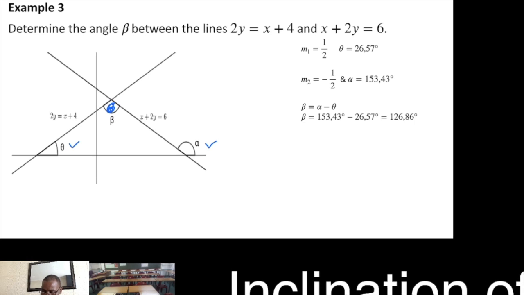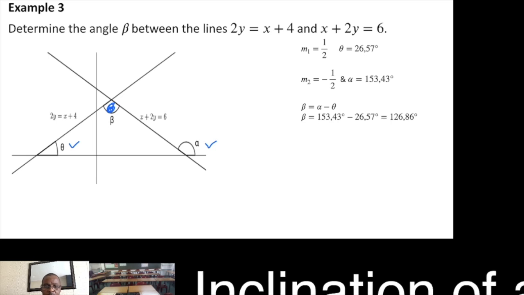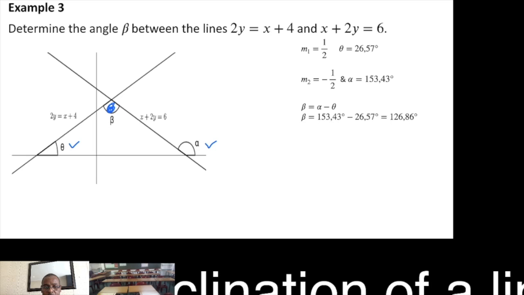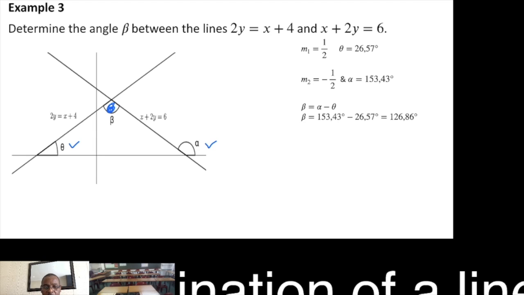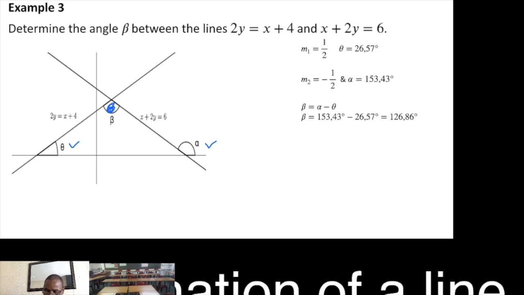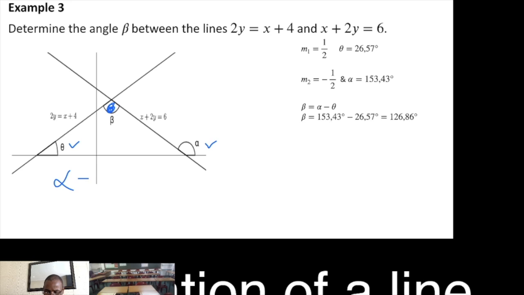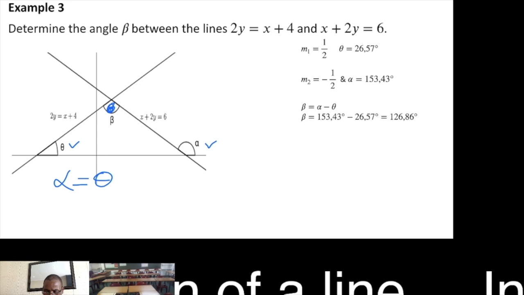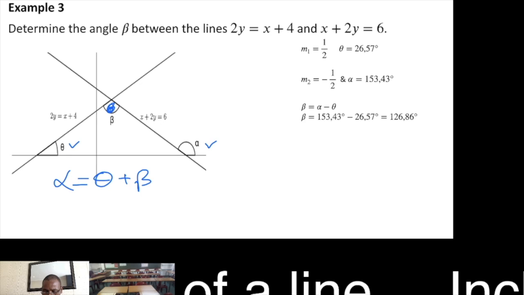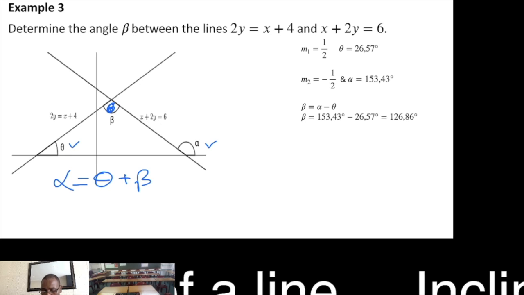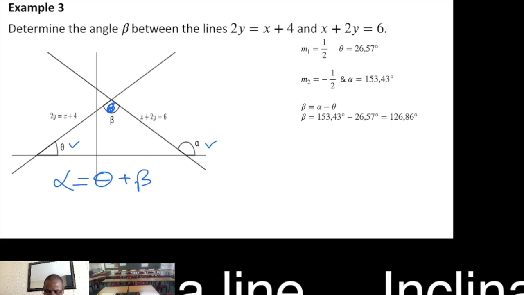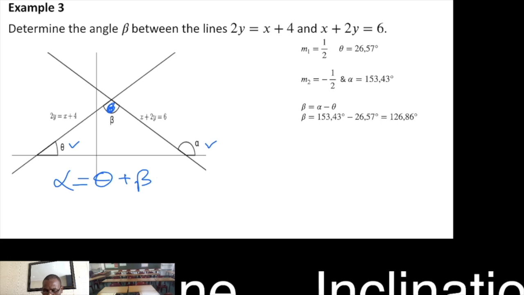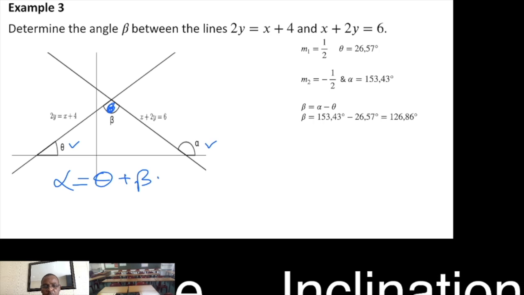Right, there is a theorem that says in a triangle, the exterior angle is equal to the sum of the interior opposite angles. So in our case, alpha is exterior, theta and beta are interior opposite. So alpha is equal to theta plus beta. So all you need to do is work out angle theta and work out angle alpha, then put that into an equation using the properties of a triangle.